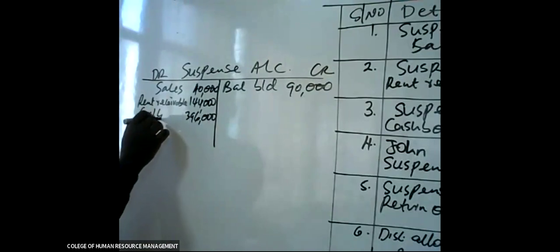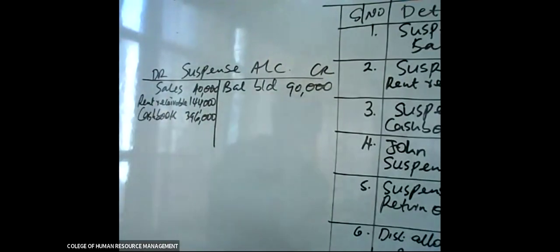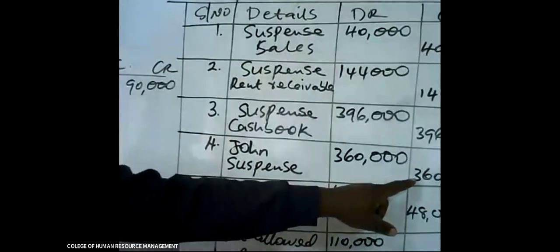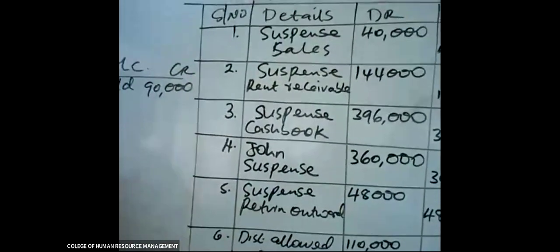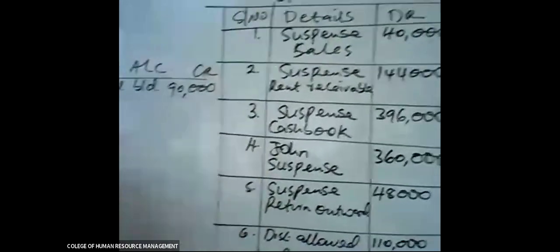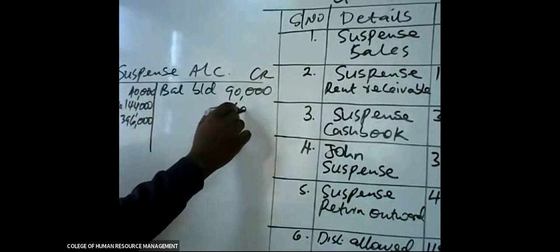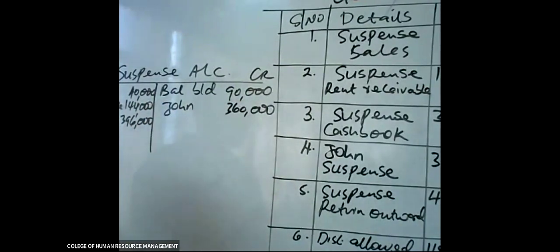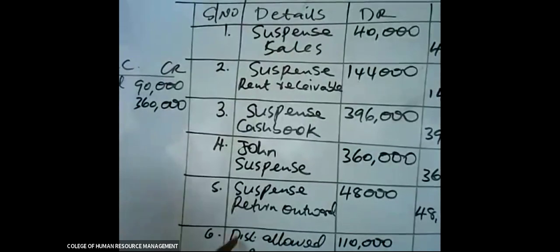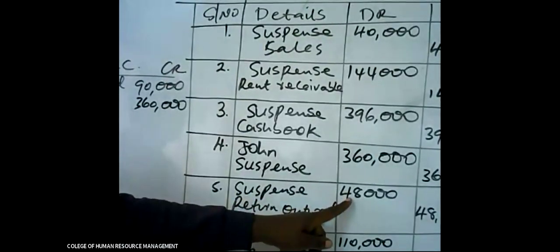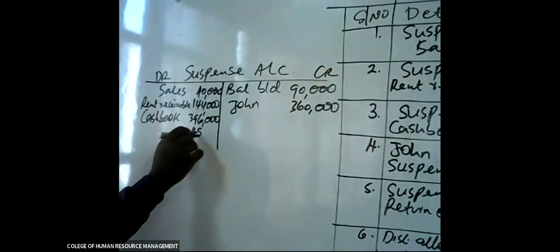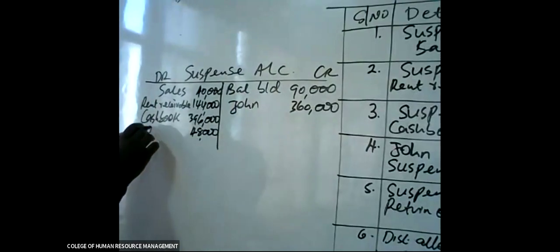Then here we have the cash book. Number four, suspense account, the amount is credited 360,000. So we shall credit 360,000. The other account is the account of gone. Number five, suspense account is debited by 48,000. The other account is return outward. So 48,000 on the debit, return outward.